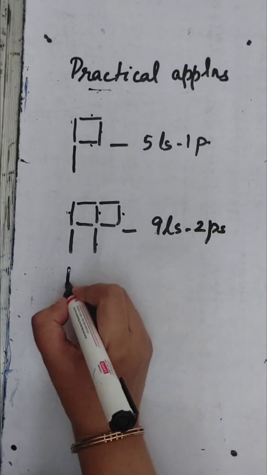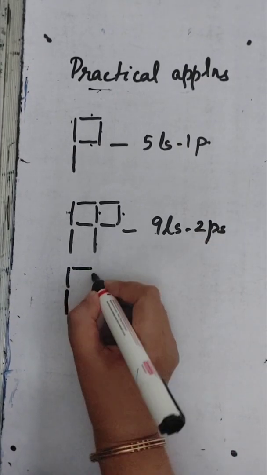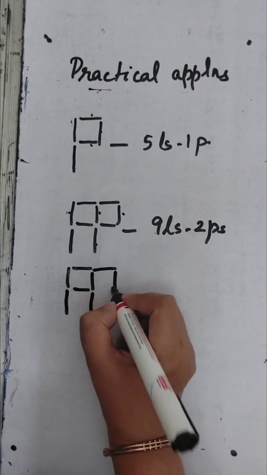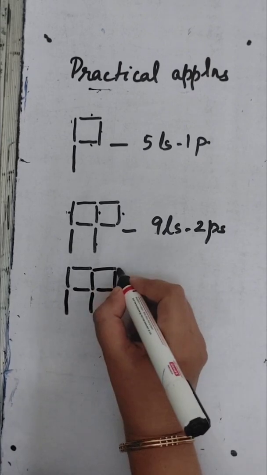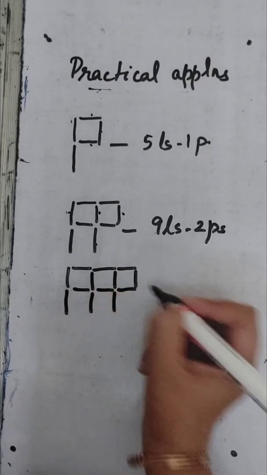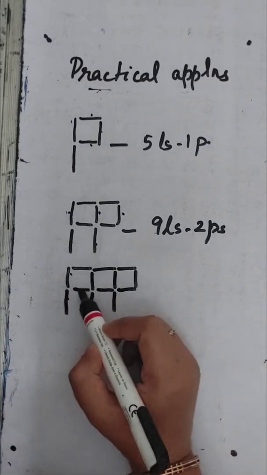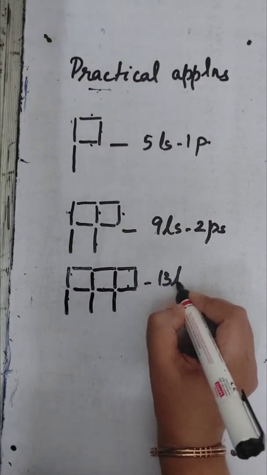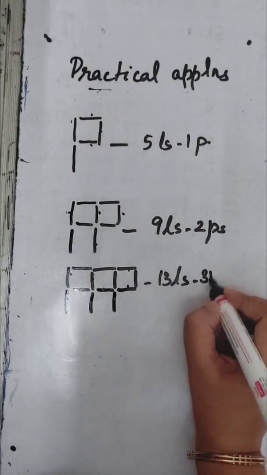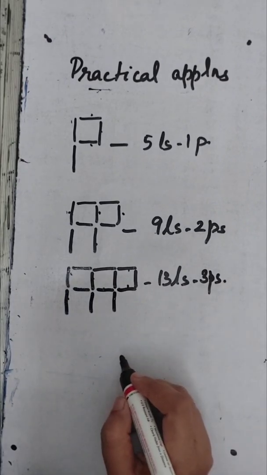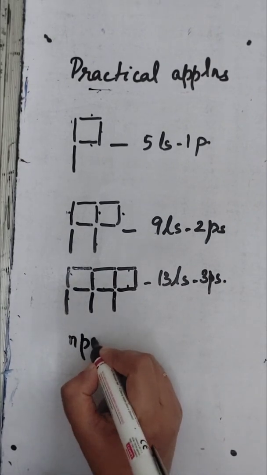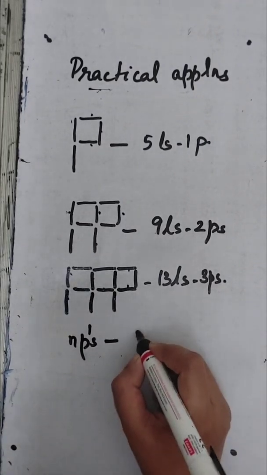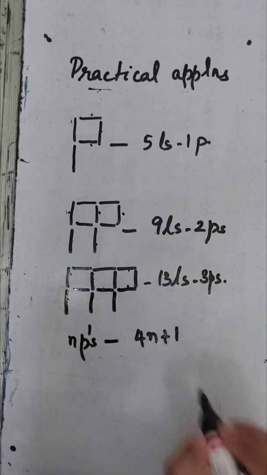Okay, similarly for 3p's, how many are required? 1, 2, 3, 4, 5, 6, 7, 8, 9, 10, 11, 12, 13. So 13 line segments are required for 3p's. Okay, so for making np's, how many line segments are required? You will get the value as 4n plus 1.